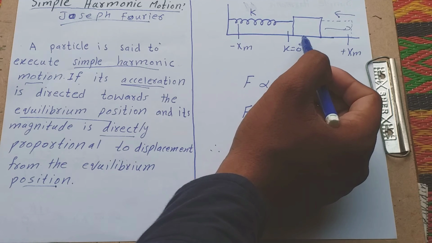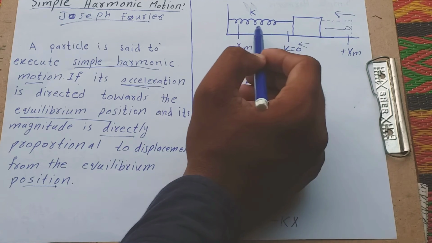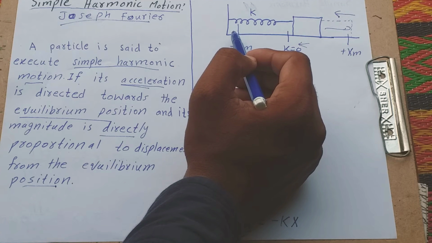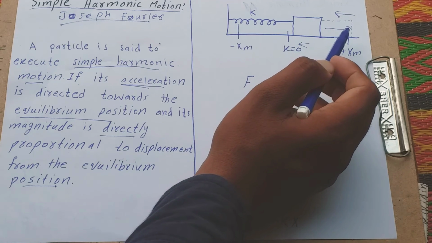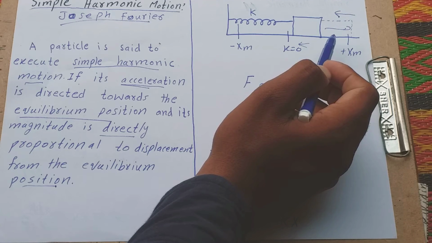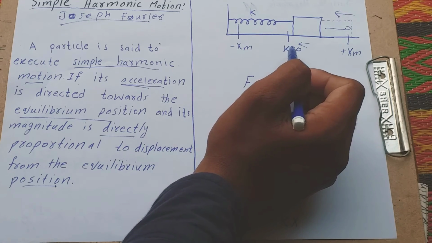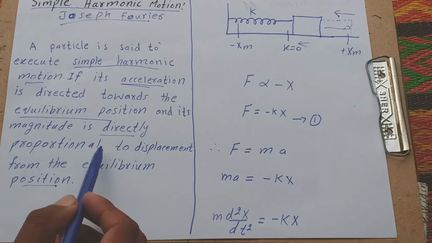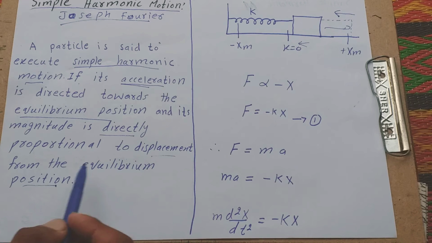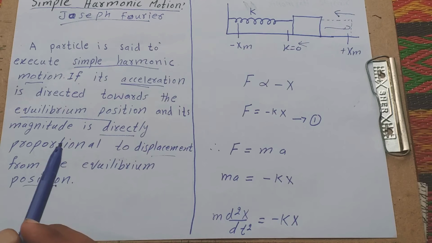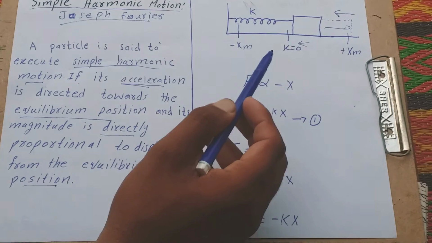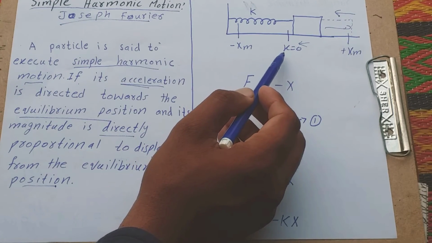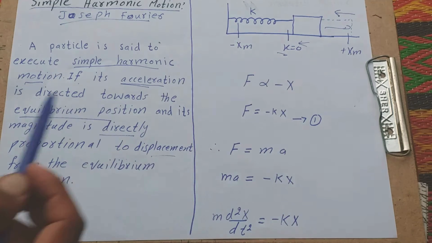If we stretch the spring, then after stretching it goes back toward the equilibrium position, and its magnitude is directly proportional to the displacement from the equilibrium position. Okay, understand?